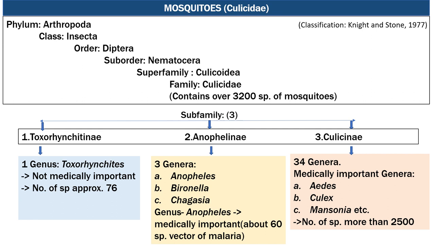After having this background information, let us come to know what mosquitoes are. So, mosquitoes are dipteran insects of family Culicidae. The word Culicidae comes from the Latin word culex, which means net.